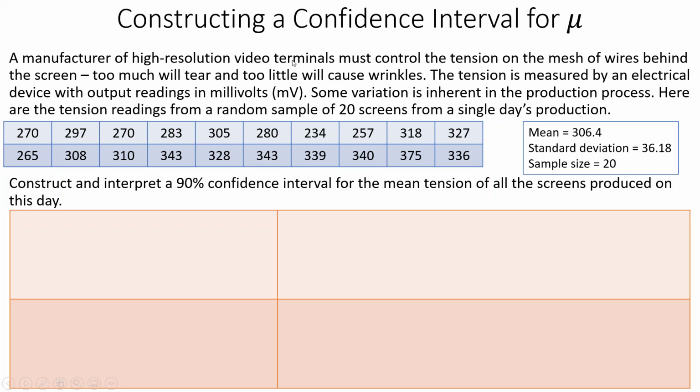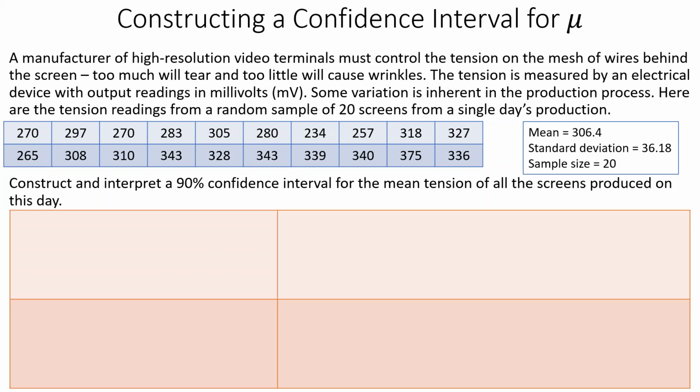A manufacturer of high-resolution video terminals must control the tension on the mesh of wires behind the screen. Too much will tear, too little will cause wrinkles. The tension is measured by an electrical device with output readings in millivolts, or MVs. Some variation is inherent in the production process. Here are the tension readings from the random sample of 20 screens from a single day's production.